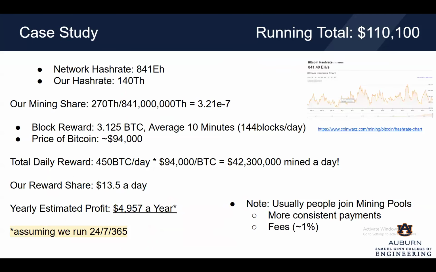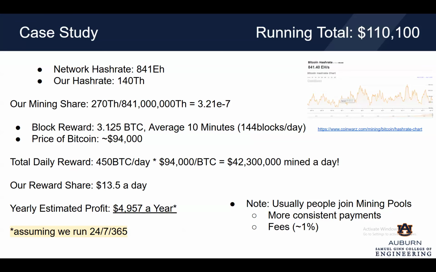Okay, so going back to our Bitcoin mining, the network hash rate, just to get our profit margin, is going to be about 841 exahashes, which is 841 million terahashes. Our hash rate is actually 270 terahashes, giving us a mining share of that really small number, 3.21 e to the minus 7.